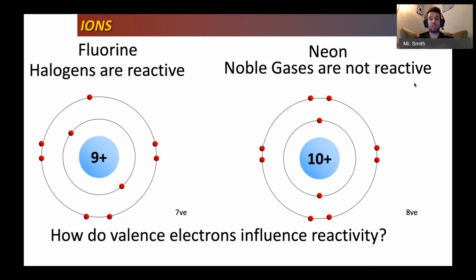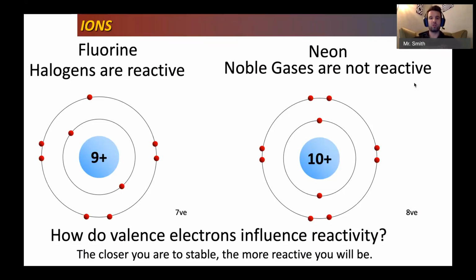So one question I hope you've been thinking about is, how do valence electrons influence reactivity? The answer is a little bit complicated. The closer you are to stable, the closer you are to 8, the more reactive you will be. If we're at 7 here, we're 1 away from getting to 8. But if we're further away, say at 6 or 5, we're going to be less reactive, because we would need to gain 3 electrons, for example.